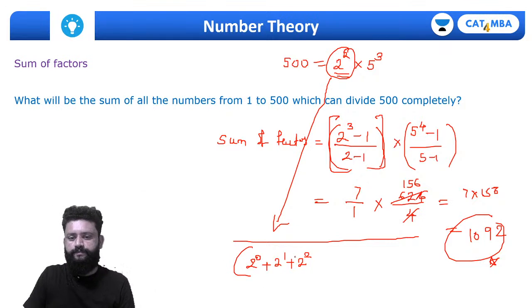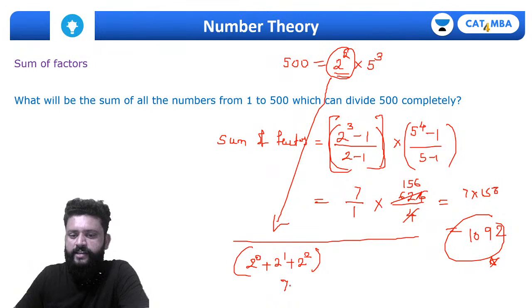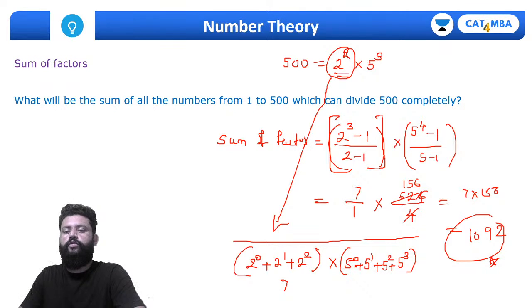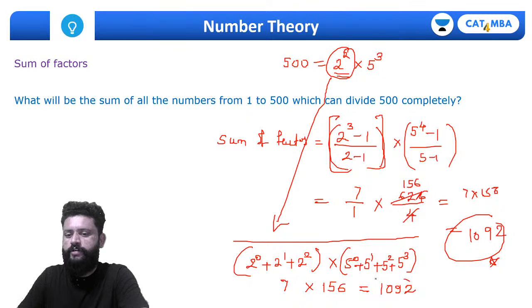What's the addition? Addition must be 7. Then after that, add all the powers of 5. 5 to the power 0 plus 5 to the power 1 plus 5 square plus 5 cube. What is the addition? Understood this? And 7 into 156 need to multiply. So answer is 1092. This is how you can remember.